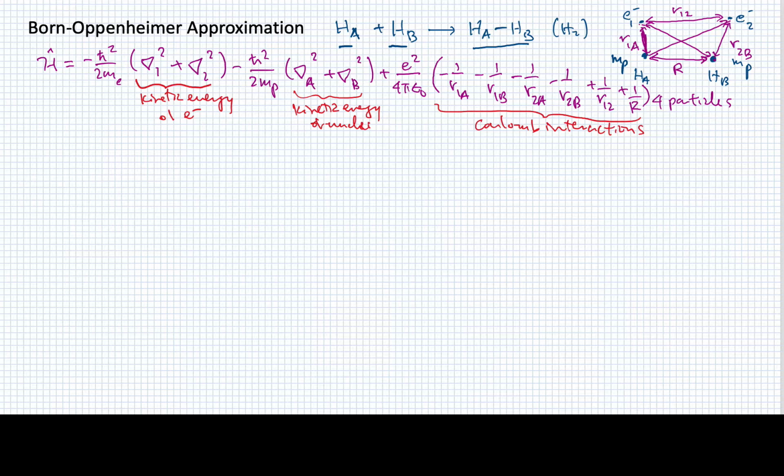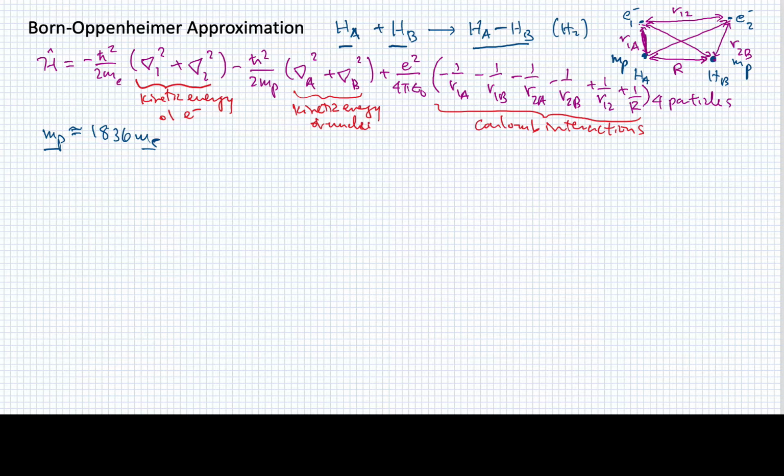So this is a pretty complicated differential equation. If we put this into a Schrödinger equation, this is a pretty complicated differential equation to solve. So how can we make some sense out of this? Well, the first thing that we're going to do is note that the mass of the proton is much heavier than the mass of the electron. The mass of the proton is about 1836 times the mass of the electron. So this is a massive object compared to the electron.